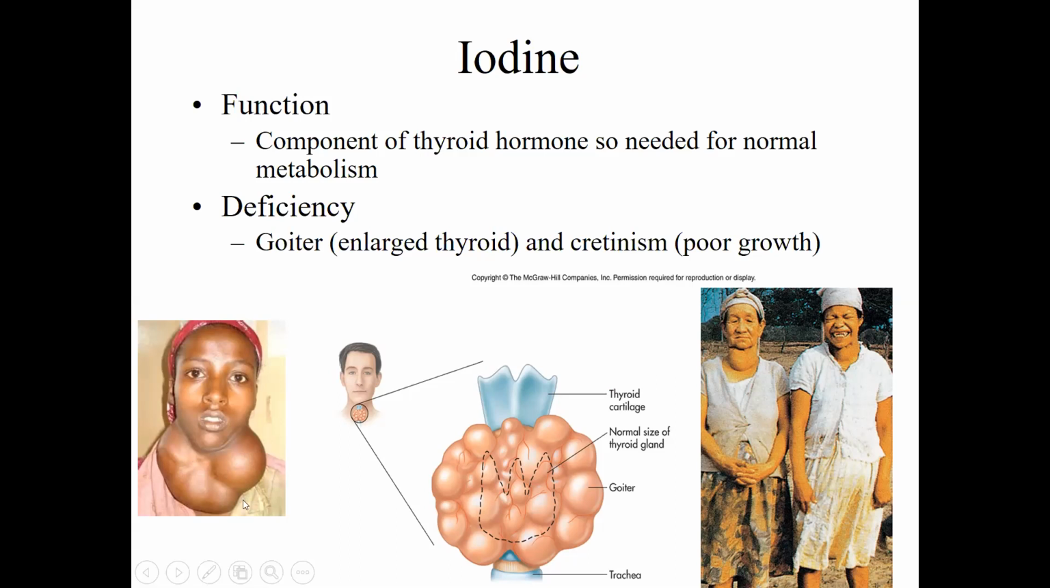A goiter is technically what we see in an adult who has iodine deficiency. Cretinism is what we tend to see if a child has iodine deficiency. They will have poor growth, and it also impacts their cognitive function, sometimes very severely.